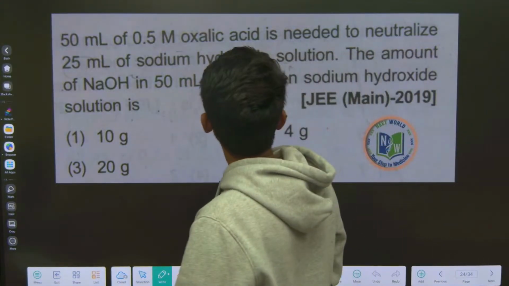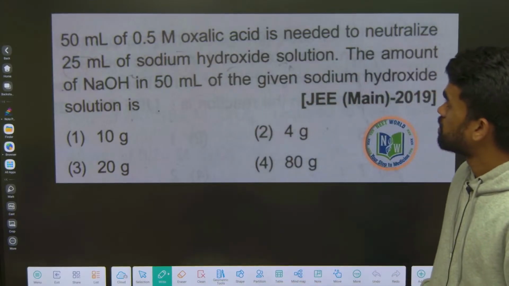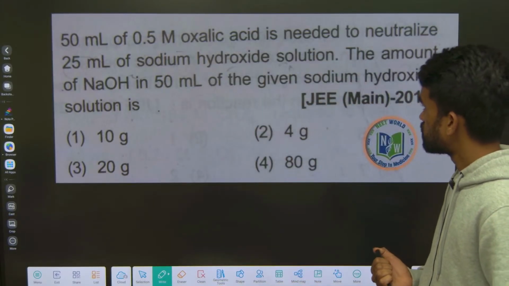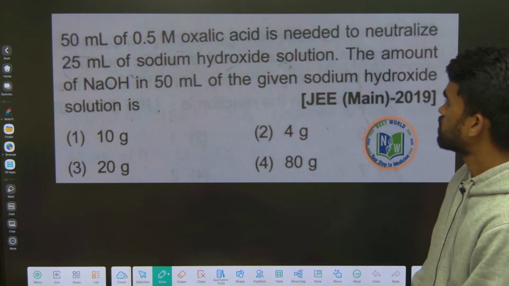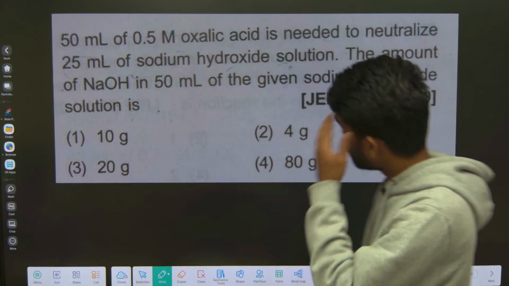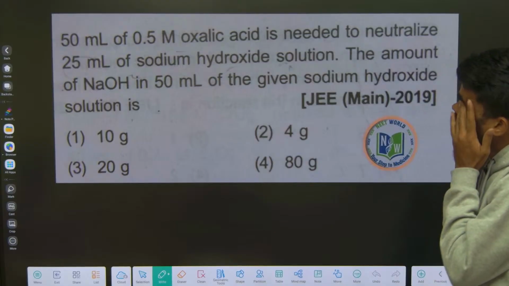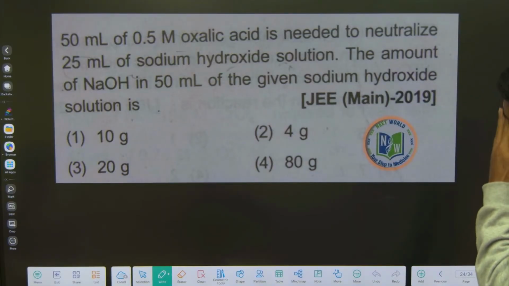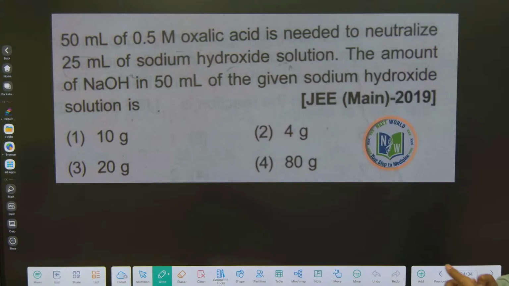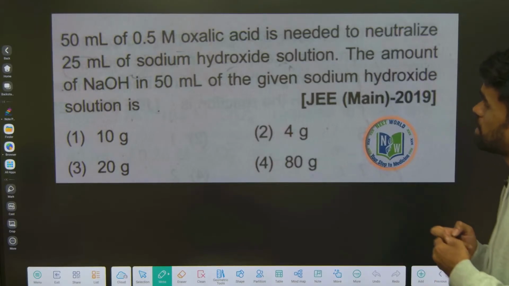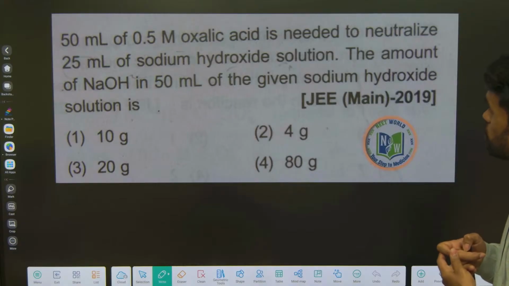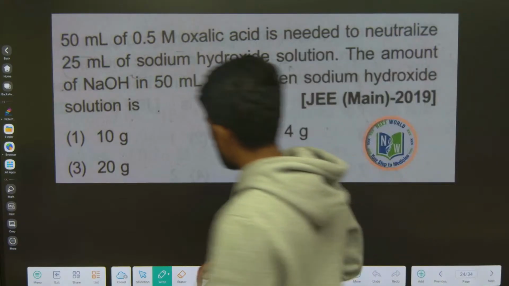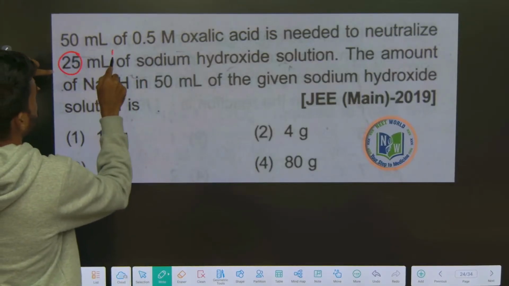Okay. Next, tell me for this. 50 ml of 0.5 M oxalic acid is used to neutralize 25 ml of sodium hydroxide solution. The amount of NaOH in 50 ml of the given sodium hydroxide solution. See, wait. 50 ml of 0.5 molar oxalic acid is needed to neutralize 25 ml of sodium hydroxide. Okay? The amount of NaOH in 50 ml. See, first of all, you find it for 25 ml. What is its concentration you will get?